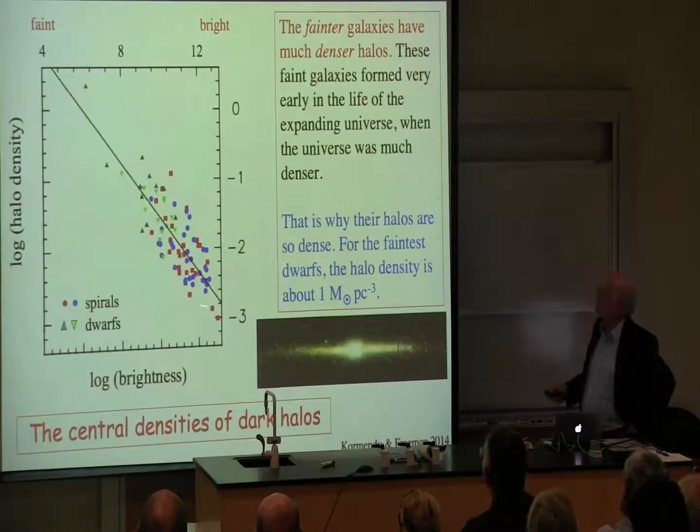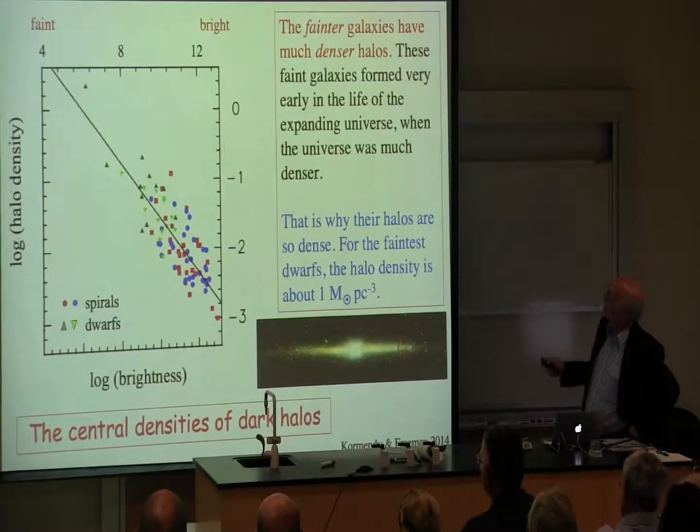And here's what you see, that there really is quite a big change in the central density as we go from very small galaxies, very faint ones, to quite large ones. So the faint galaxies have much denser halos. They formed early in the life of the universe, when the universe was much denser. That's why the halos are so dense. And for little galaxies like this, the halo density is about a solar mass per cubic parsec.